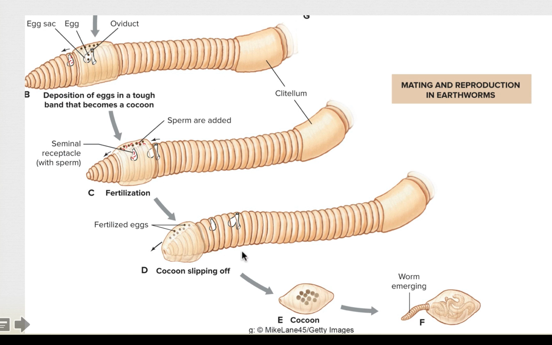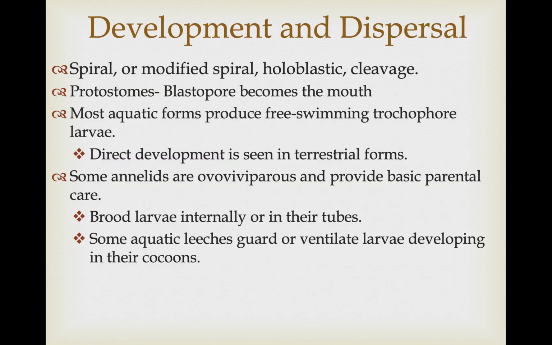It slips off the body and forms this hard cocoon, in which the baby worms develop. And you notice that they're not developing as trochophore larvae in this situation. They're developing directly into little baby worms, so they show direct development. Development in general is spiral or modified spiral holoblastic cleavage. They are protostomes, so the blastopore becomes the mouth. In the aquatic forms, they do produce the free-swimming trochophore larva, but as I mentioned, there's direct development in the terrestrial forms. Larval forms are not going to work in a terrestrial environment.